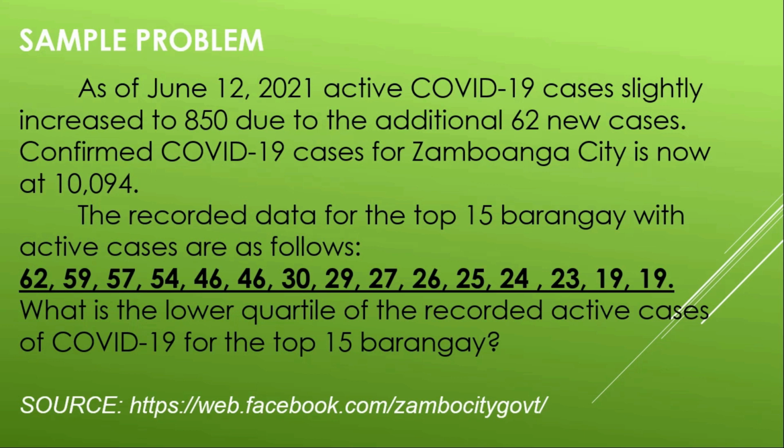So let's try answering one example. As of June 12, 2021, active COVID-19 cases slightly increased to 850 due to the additional 62 new cases. Confirmed COVID-19 cases for Zamboanga City is now at 10,094. The recorded data for the top 15 barangay with active cases are as follows: 62, 59, 57, 54, 46, 46, 30, 29, 27, 26, 25, 24, 23, 19, and 19. What is the lower quartile of the recorded active cases of COVID-19 for the top 15 barangay?